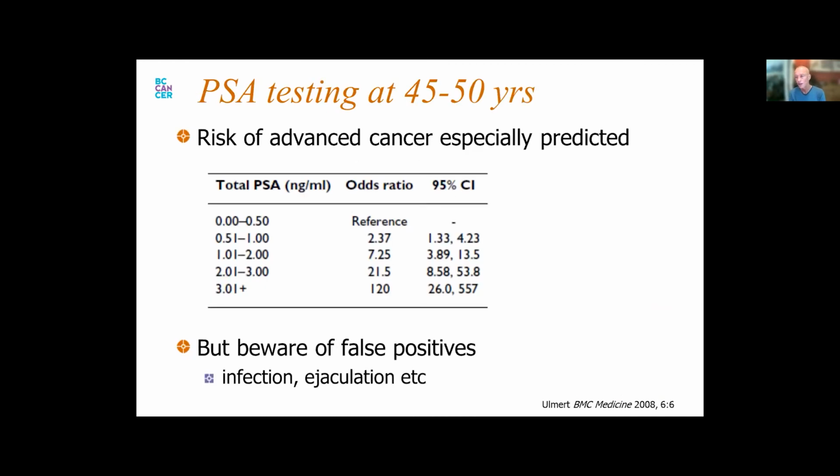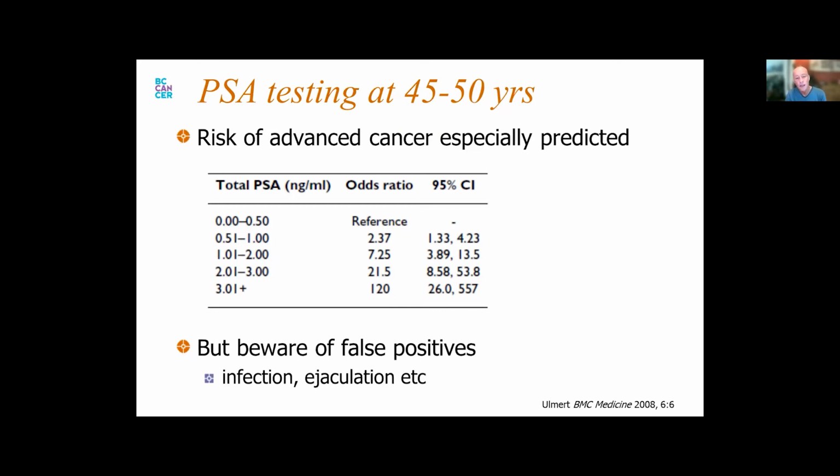Another way of looking at that is advanced prostate cancer. These are people who may die of prostate cancer. So again, if you have a PSA level of over 1 at the age of between 45 and 50, you are 7 times more likely to have a lethal prostate cancer than a man who has a PSA less than 0.5. And the risk goes up substantially.